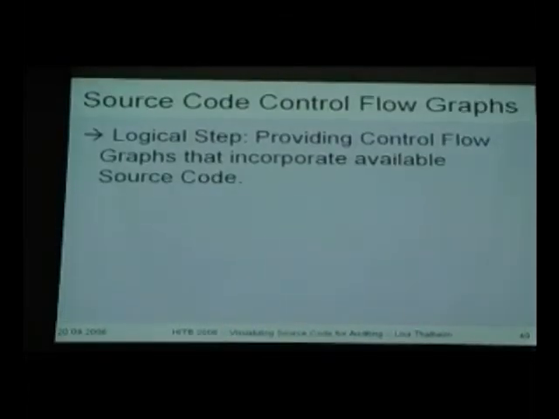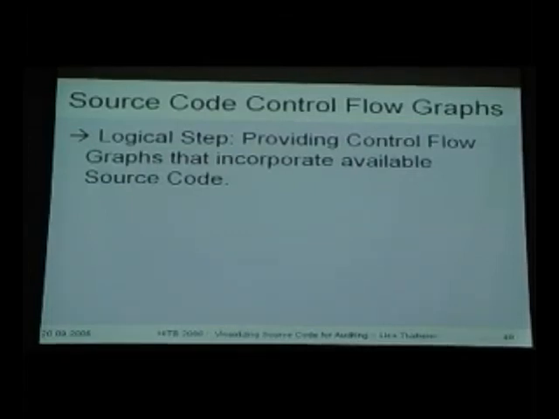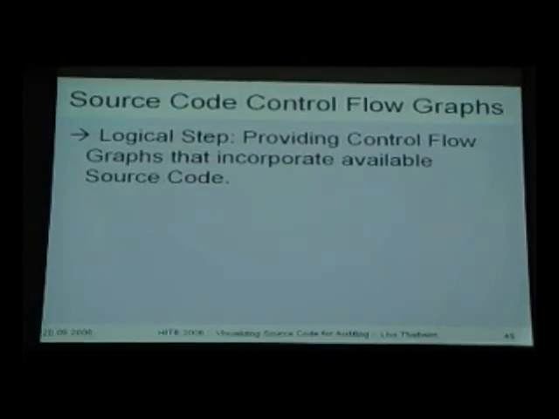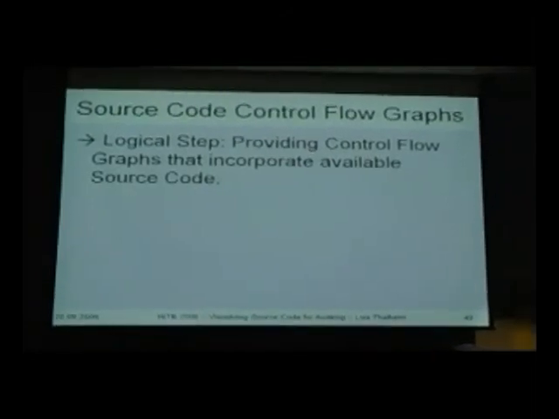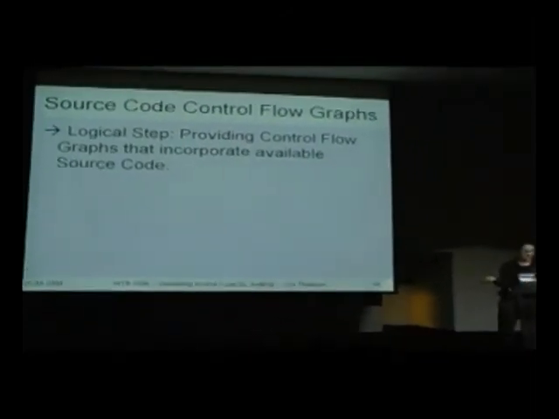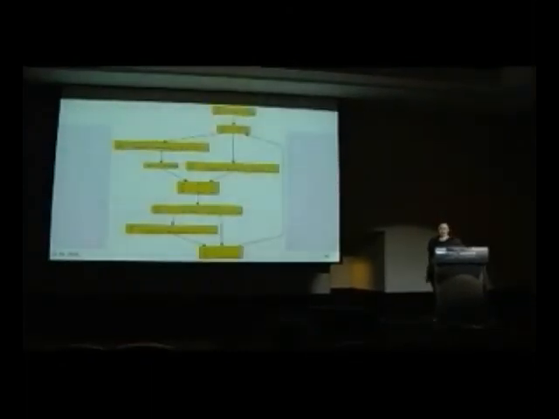So the logical step is to try and provide control flow graphs that incorporate the available source code. Something that I first tried a year ago, and did the really entertaining thing of thinking I could just do it in Perl in an afternoon, which meant I ended up trying to write an ad hoc parser for C. I saw stars at the end of the night and didn't get much farther, so I decided to just let other people do the parsing.